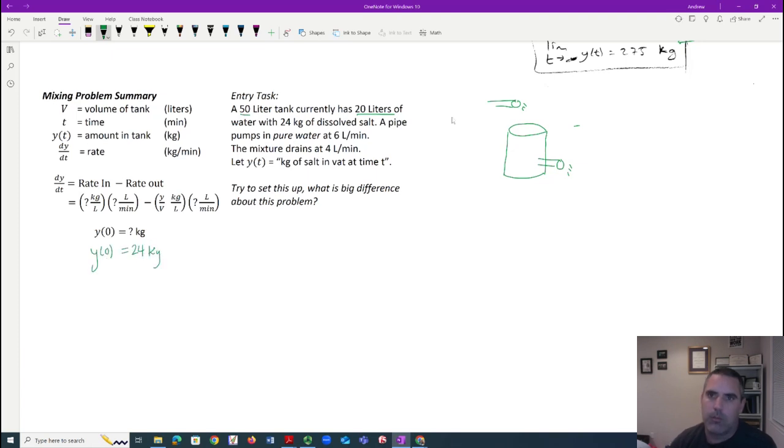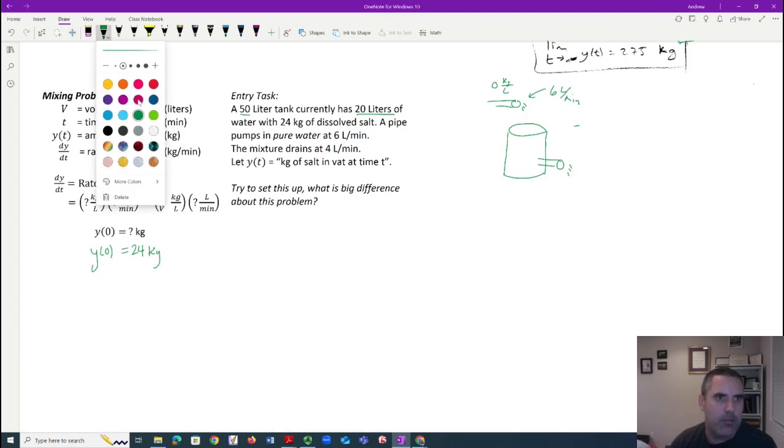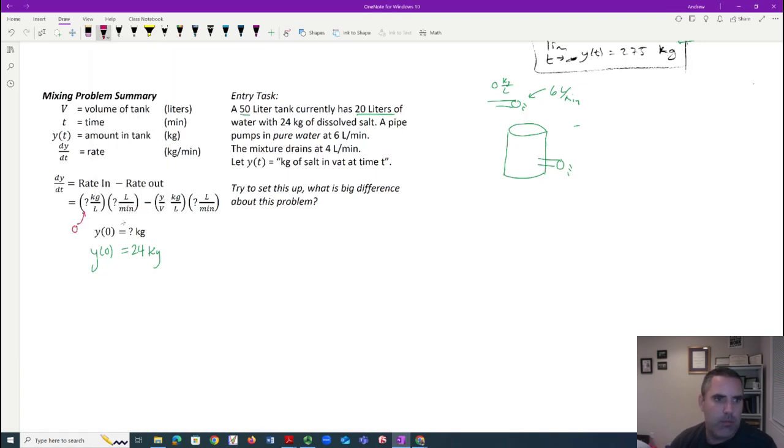A pipe containing pure water. Okay, so that's pure water, 6 liters per minute. And there is no salt in it. So that's going to be a 0. So some of this stuff seems to be coming out not too bad. This is going to be a 0. This is a 6, but doesn't matter because it's 0. And the mixture drains at 4 liters per minute. So this is a 4.